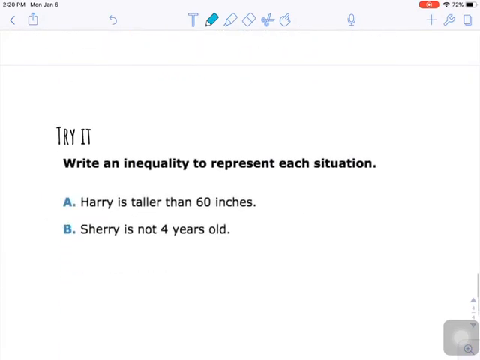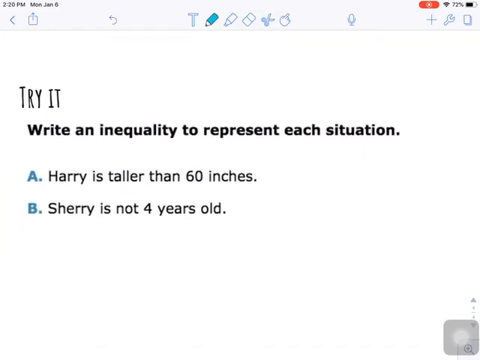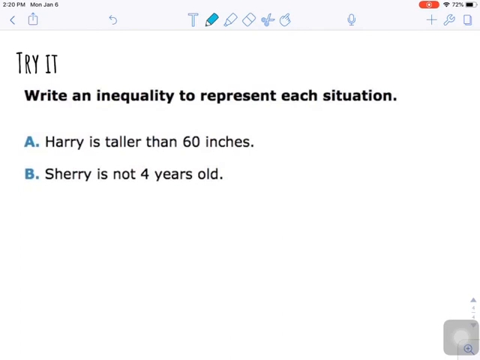All right, so the last 2 questions, I want you guys to try these on your own. I want you guys to write an inequality to represent each of these situations. So number 1, Harry is taller than 60 inches. And number 2, Sherry is not 4 years old.